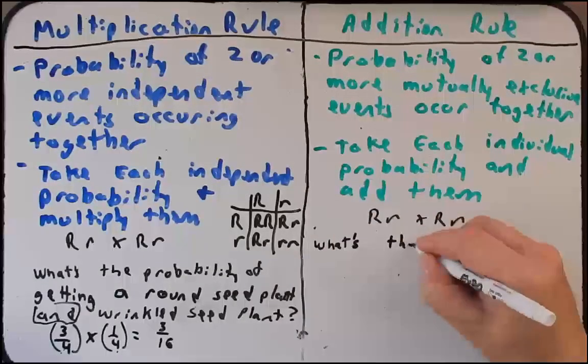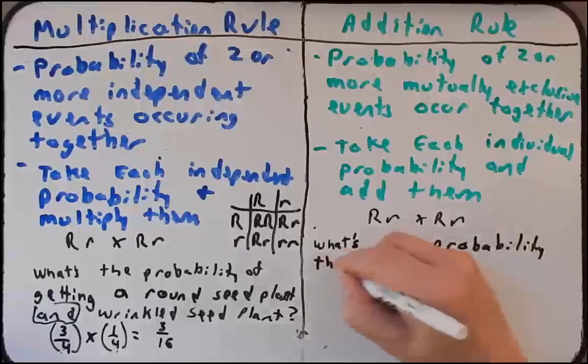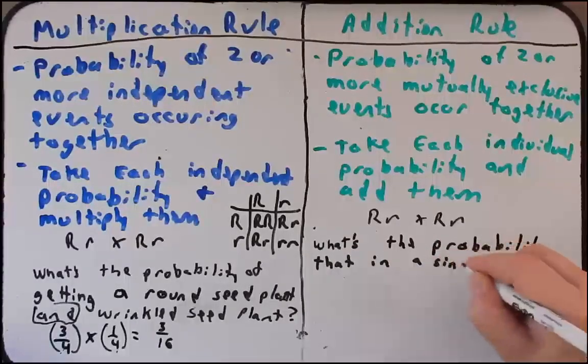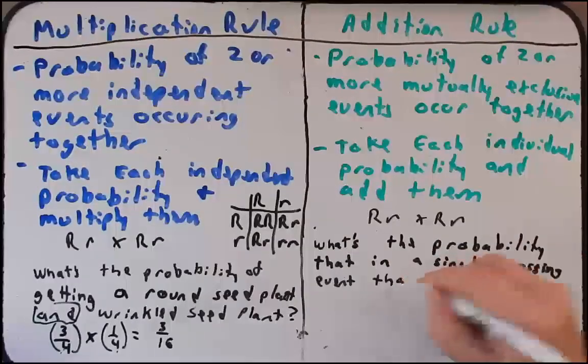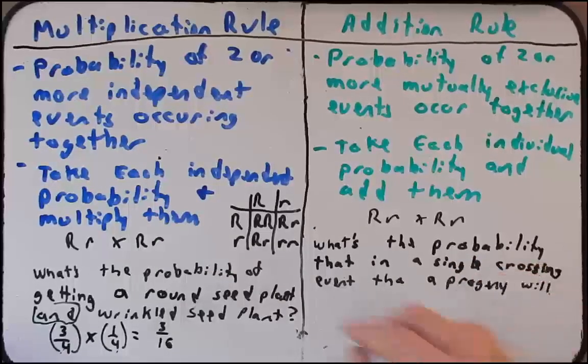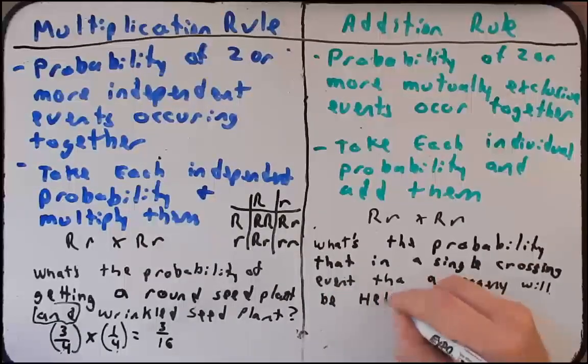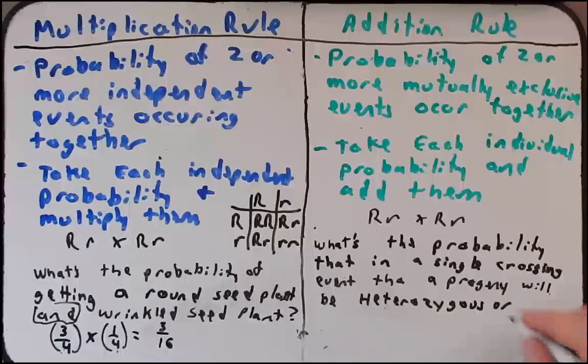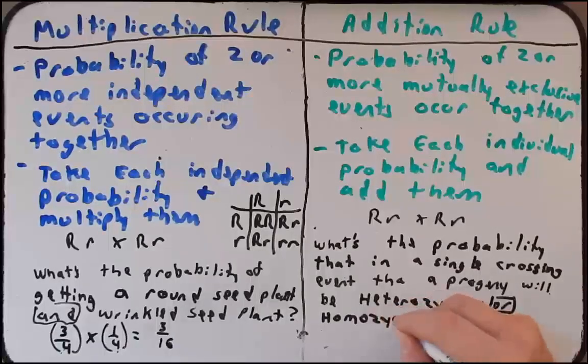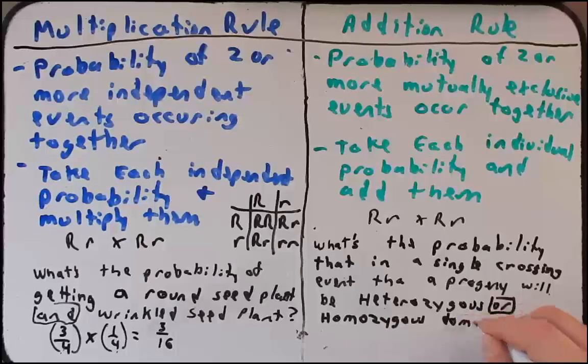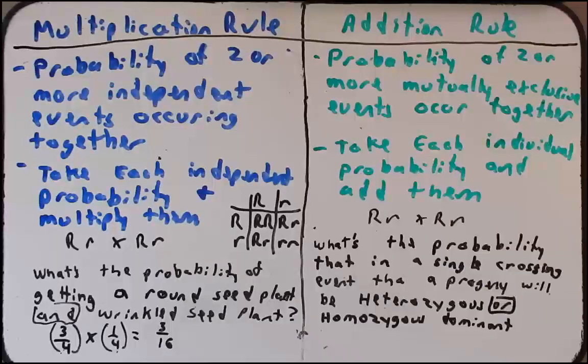What's the probability that in a single event, we'll say crossing event, a progeny will be heterozygous or homozygous dominant? Now we're looking at one plant, so it cannot be both heterozygous and homozygous dominant. They are mutually exclusive to each other. So the probability of being heterozygous is 2/4. It's these two out of the total of 4. So it's going to be 2/4, and 1/4 for homozygous dominant.